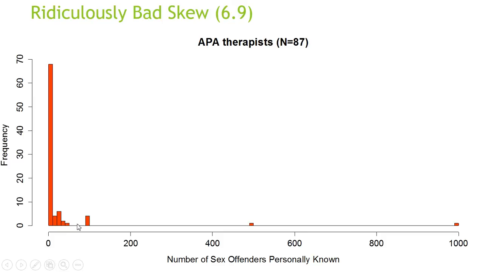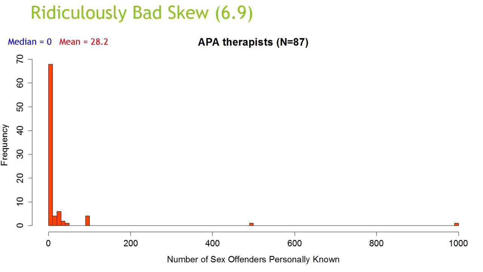But then as you go up, you've got a few people here who have known 1, 2, 3, 4, 5, you know, 10, 20. And for some reason, you've got this spike of 4 or 5 people who've known exactly this number, which is like 100. Maybe it was just an easy number to round off to when I asked them to fill in the form. Then this person who claims they've known 500, and this person who claims they've known 1,000. Now, if you work with sex offenders, that's totally reasonable. You might work with 1,000 sex offenders over the course of a few years of your career, like 10 years, 20 years. It's completely realistic. But man, this is awful.